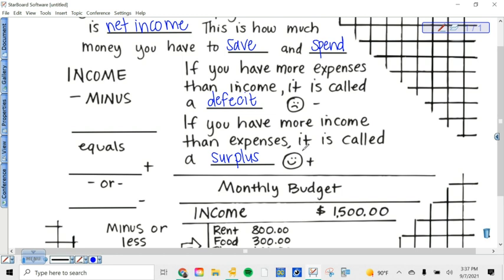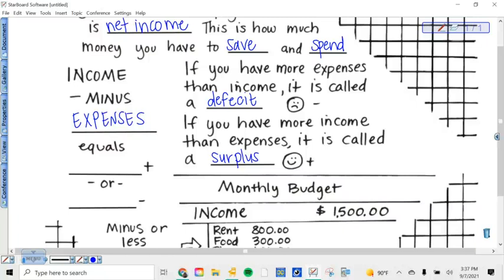Surplus is good. That's what we want to have. We want our income to be more than our expenses. That's what we were talking about before. We always want to spend within our means, be spending less than what we're making. So income minus expenses equals one of two things. What did I just say?